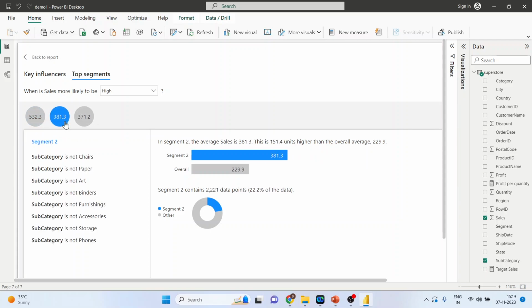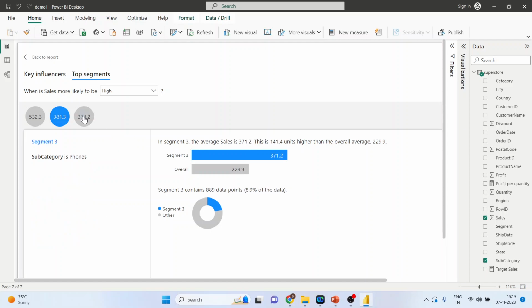Segment 2. The sales will be higher when the subcategory is not chairs, not papers, not art, not binders. So if these are not present, the sales are higher. So in segment 2, the average sales is 381.3. This is 151.4 units higher than the overall average. Segment 2. Segment 3 is subcategories phones.